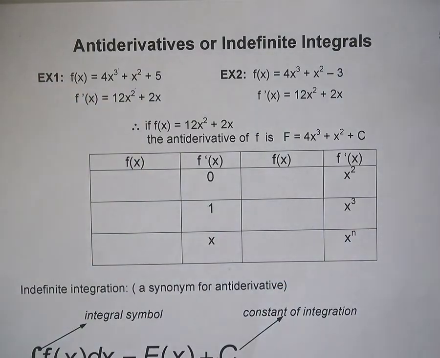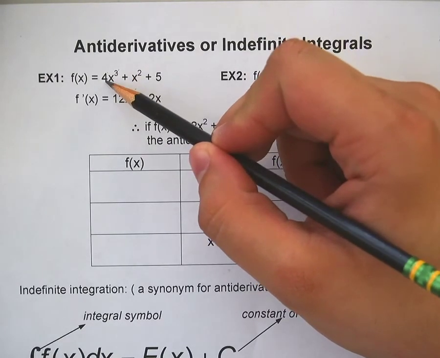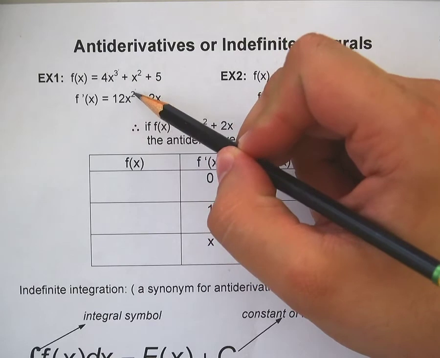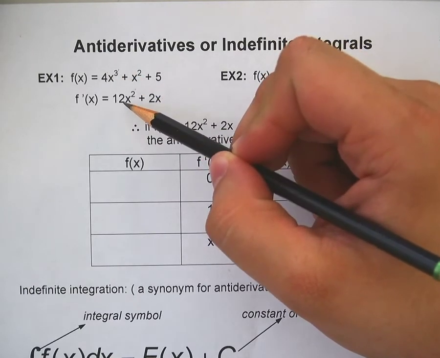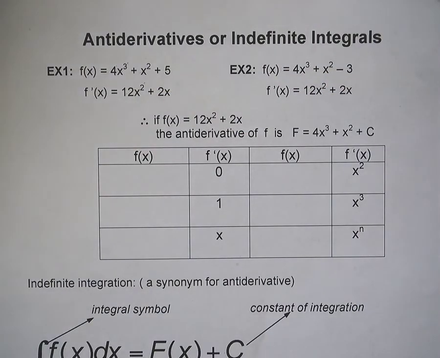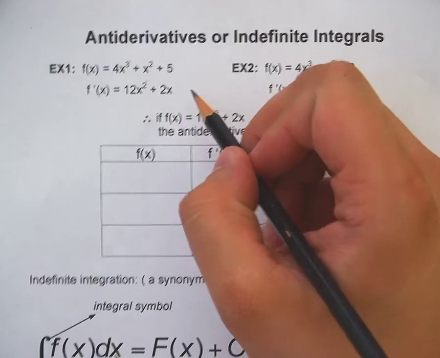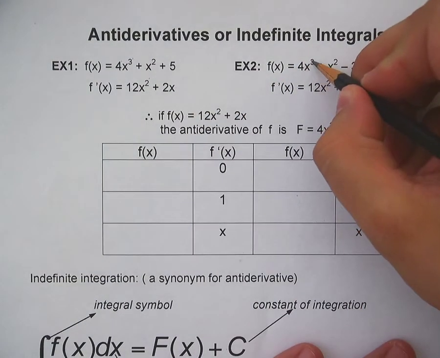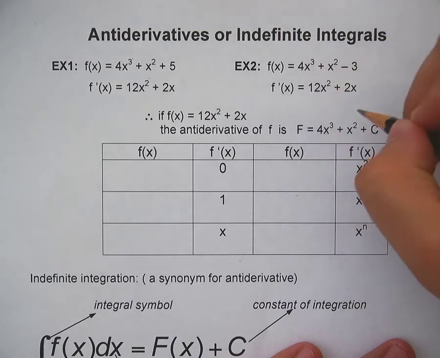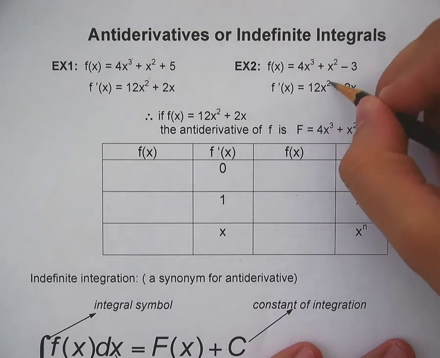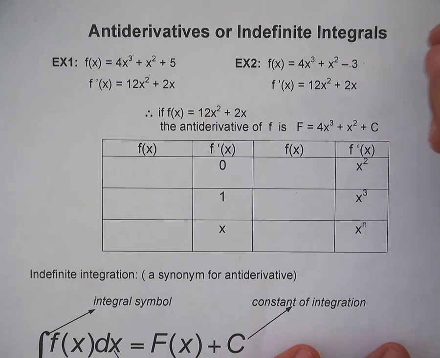All right, so for example 1, the derivative of 4x cubed, you bring your 3 down, 3 times 4 is 12, x squared. So we subtracted 1 from our exponent, and we dropped the exponent down and multiplied it together. Now, the derivative of x squared is 2x, the derivative of 5 is 0. Over here, the derivative of 4x cubed is 4 times 3, 12x squared. Excuse me, I said squared and it's cubed. 4x cubed is 12x squared. Derivative of x squared is 2x, and the derivative of 3 is 0.